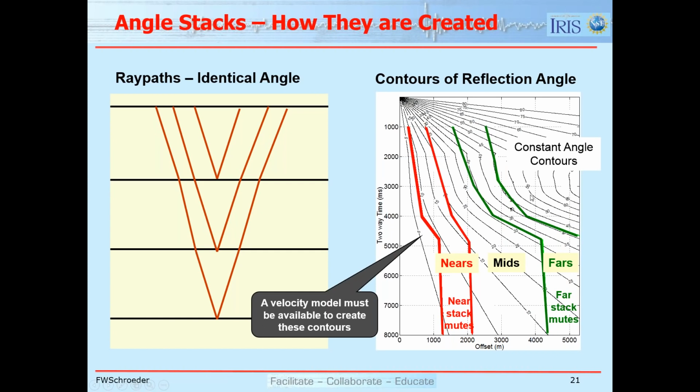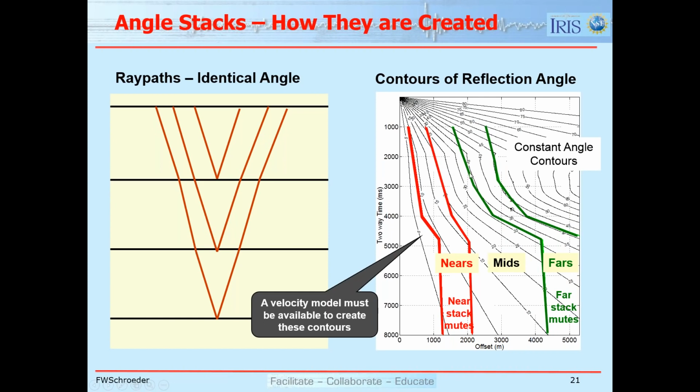We can then compute a mute so that if we just stack the data between the two red lines, on average, it's from about 8 degrees out to about 20 degrees. And we could call that a near angle stack. From the second red to the first green, that's the angles of about 25 to 35. That could be our mid volume.